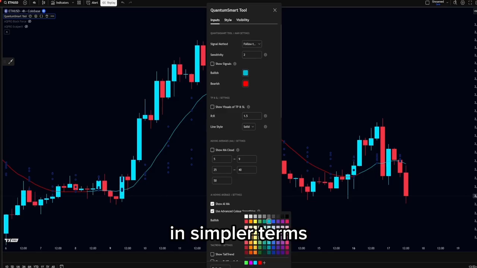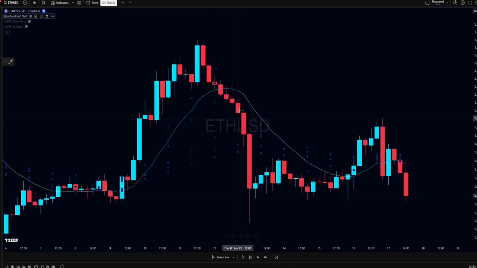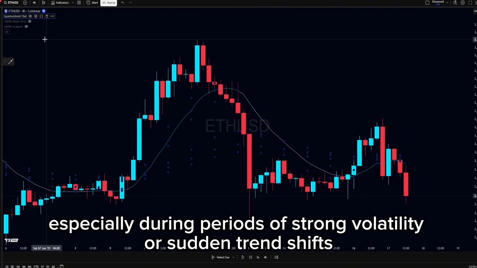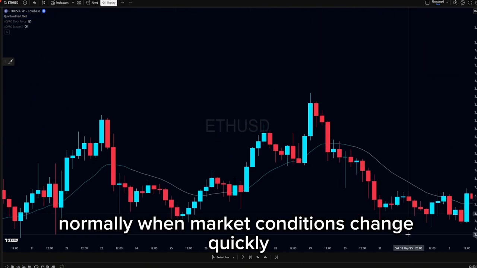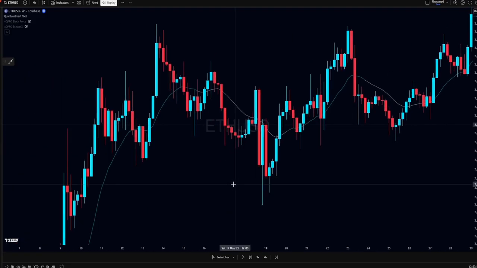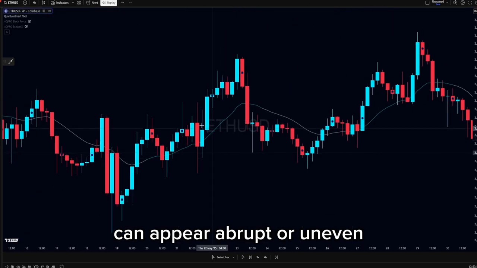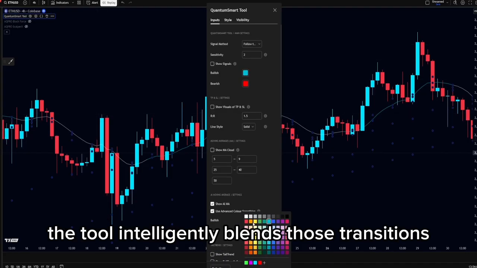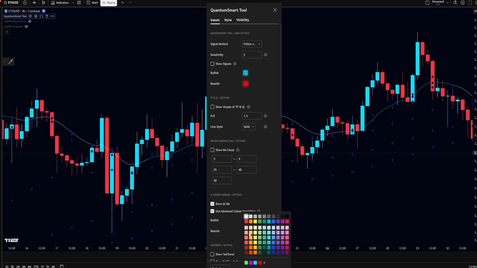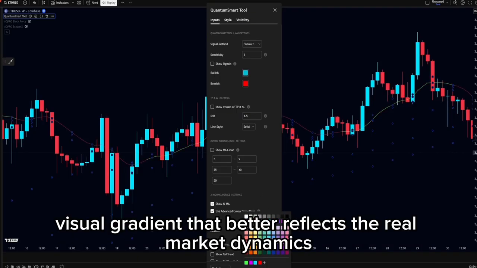In simpler terms, it makes the color gradients more accurate and visually consistent, especially during periods of strong volatility or sudden trend shifts. Normally, when market conditions change quickly, color transitions between bullish and bearish tones can appear abrupt or uneven. But with advanced color smoothing enabled, the tool intelligently blends those transitions, creating a fluid, continuous visual gradient that better reflects the real market dynamics.